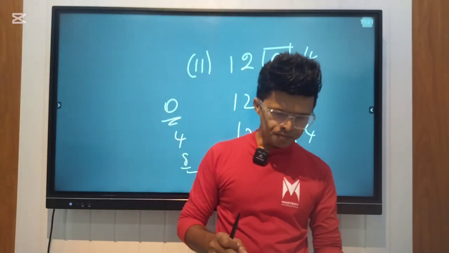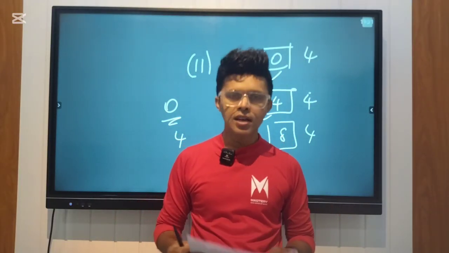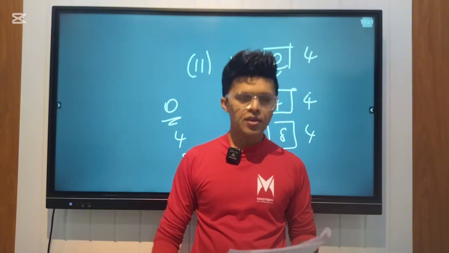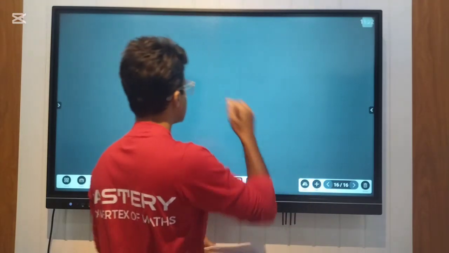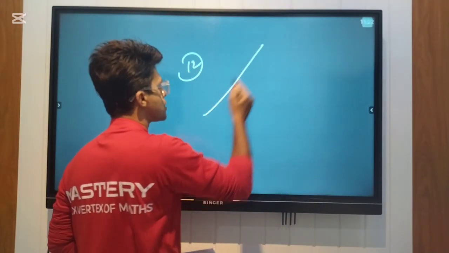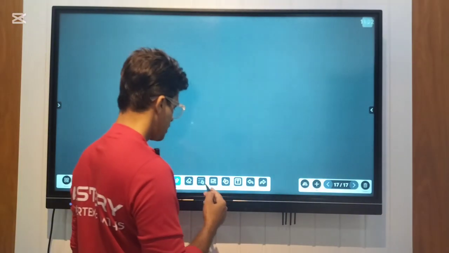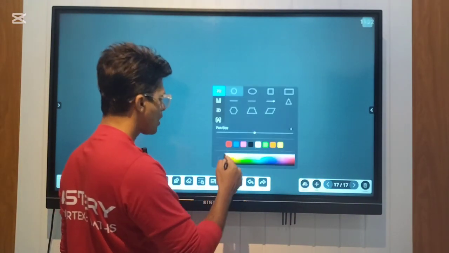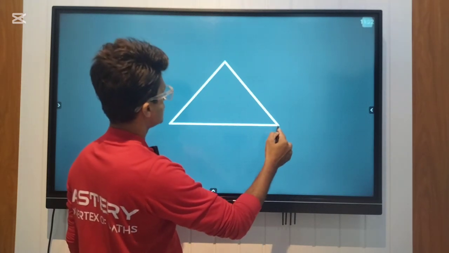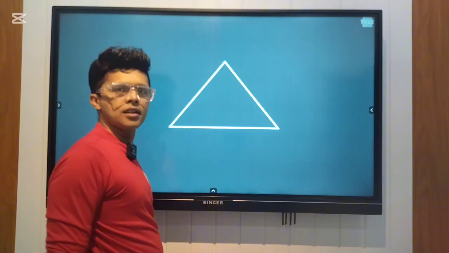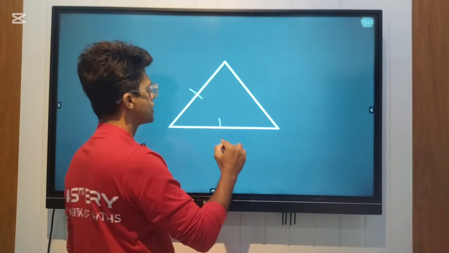Okay. So the 12th question: how many axes of symmetry are there in an equilateral triangle? Here is an equilateral triangle. You could see an equilateral triangle. An equilateral triangle means all sides are equal in length.